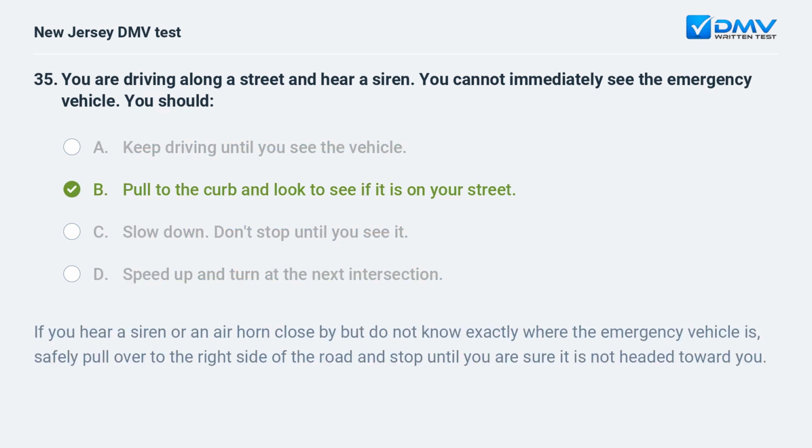b. pull to the curb and look to see if it is on your street. If you hear a siren or an air horn close by but do not know exactly where the emergency vehicle is, safely pull over to the right side of the road and stop until you are sure it is not headed toward you.